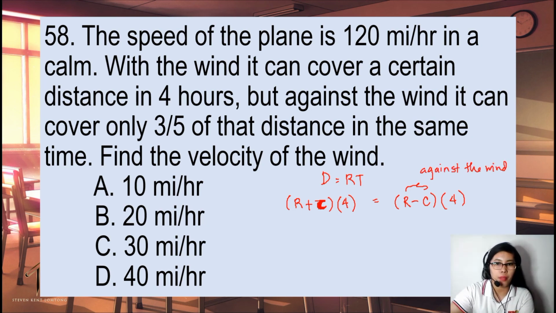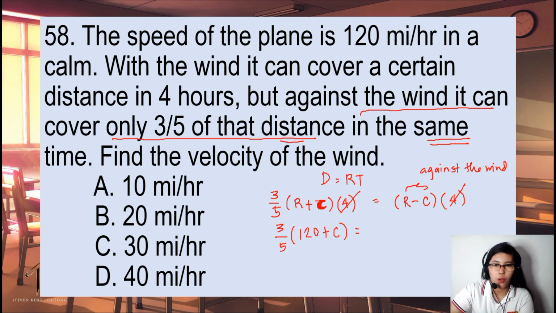And according to the problem, against the wind, it can cover only 3/5 of that distance. So the distance being referred to is the distance if the plane travels with the wind. Therefore, this is the distance, rate times time, 3/5 of R plus C. And since it is the same time, 4 hours, we can cancel the 4 hours here. And given R is 120, so 3/5 times (120 plus C) equals 120 minus C.